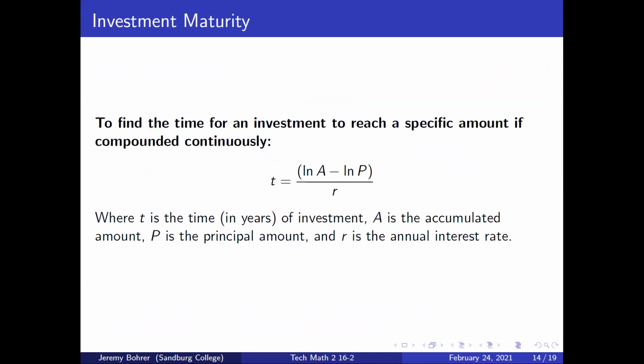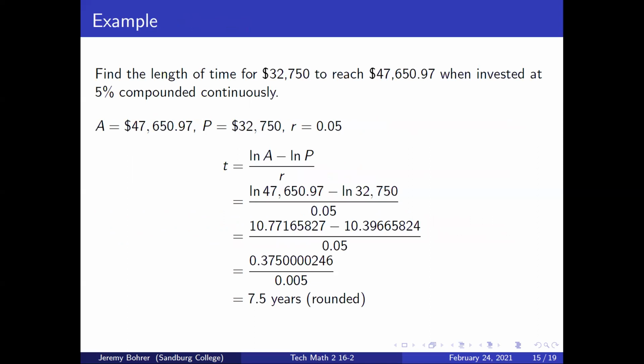To find the time for an investment to reach a specific amount if compounded continuously, t equals the natural log of A minus the natural log of P over r, where t is the time in years of investment. A is the accumulated amount, P is the principal amount, and r is the annual interest rate. Find the length of time for $32,750 to reach $47,650.97 when invested at 5% compounded continuously.